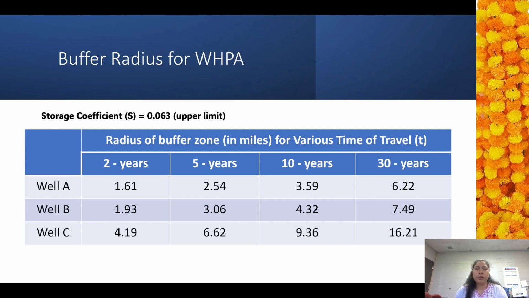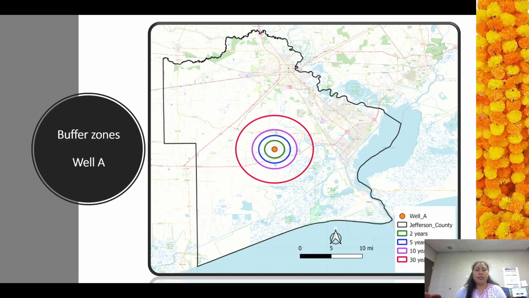Now we have been doing the analysis for the upper limit and lower limit of the storage coefficient, as it has a significant influence on the buffer radius. So for the upper limit of storage coefficient, which is 0.063 according to report 320, the buffer zone analysis for the various times of travel, which are 2 years, 5 years, 10 years, and 30 years, has been done for wells A, B, and C. For well A, for 2 years, it was calculated using the R code, and it was 1.61 miles. For 30 years, it was 6.22 miles. And this data was plotted using QGIS to visualize how the buffer zone looks. The result of which is presented here.